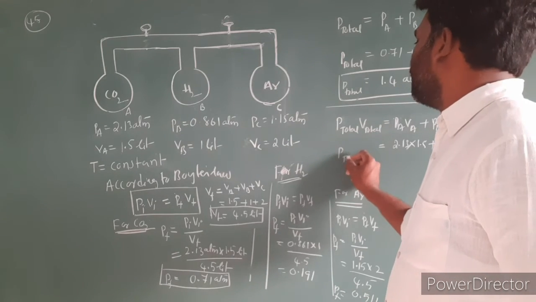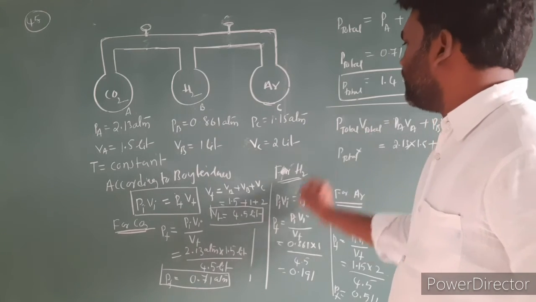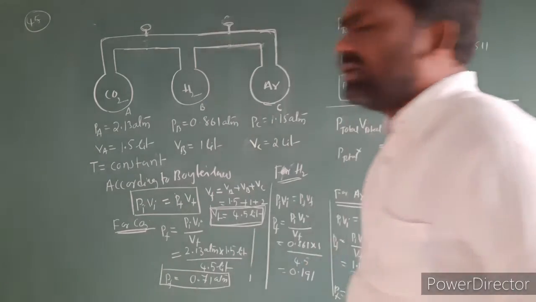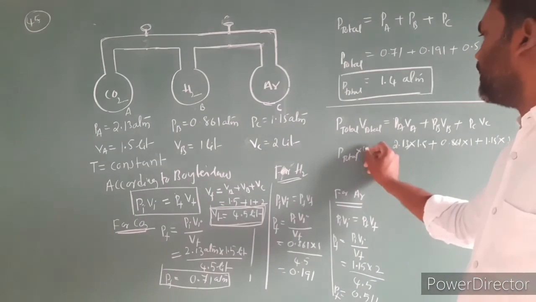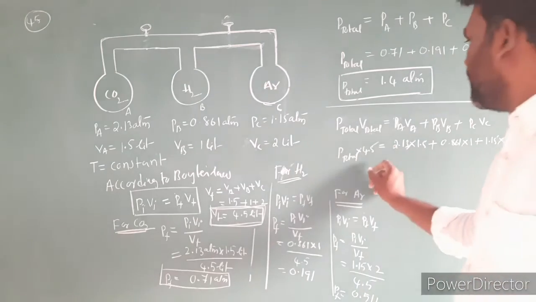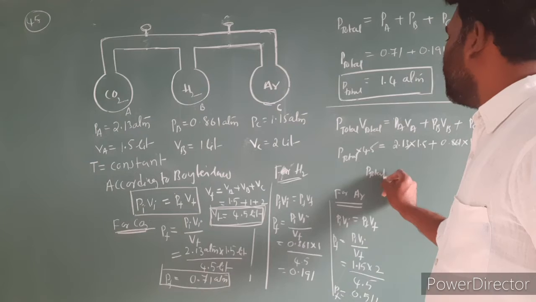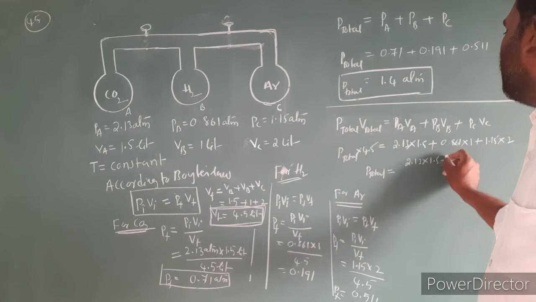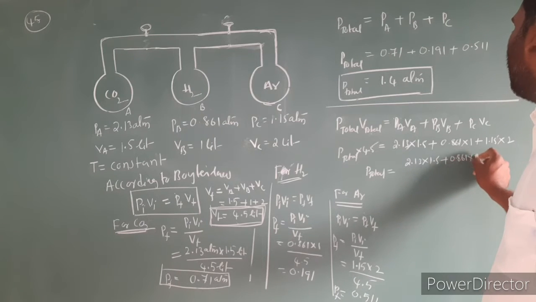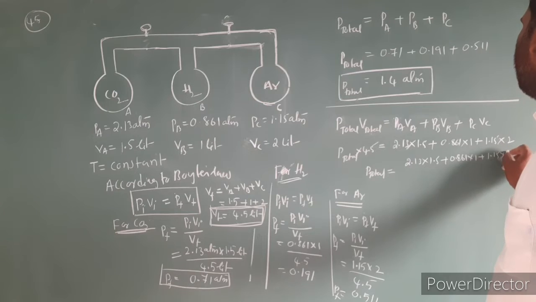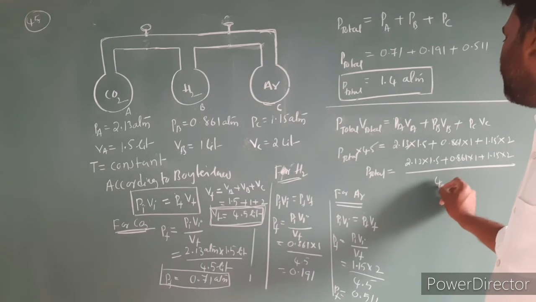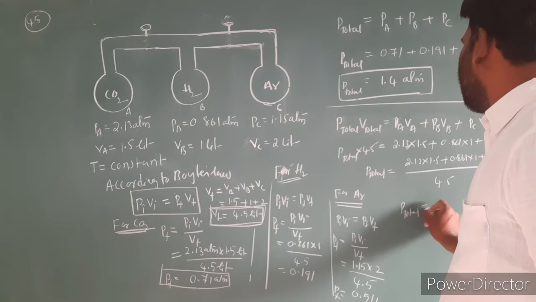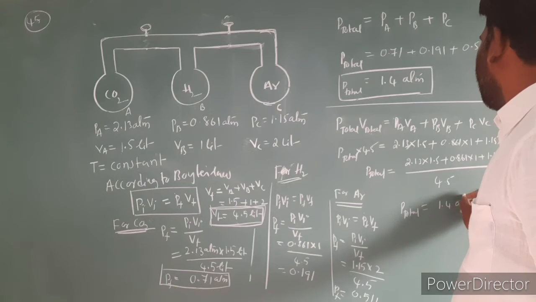Then P total into V total, already calculated. So where did we calculate the V total? V final is nothing but V total. How much we got? 4.5. This is 4.5. Then P total is equal to 2.13 into 1.5 plus 0.861 into 1 plus 1.15 into 2 by 4.5. So upon simplification of this equation, we get P total is equal to 1.4 atmospheres.